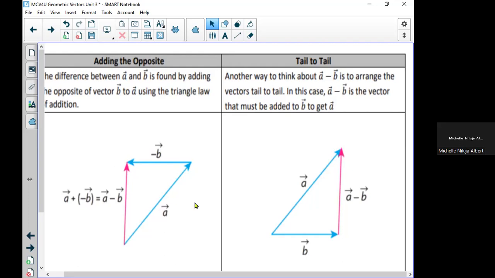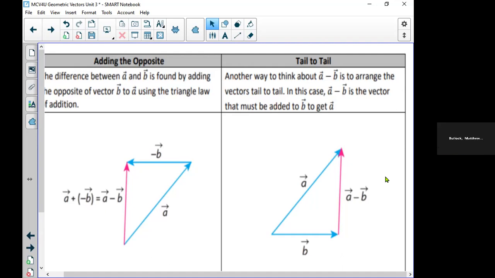So both methods, as Mr. Bullock mentioned, will give you the same result at the end. It depends on what strategy you're comfortable with. And that's why it helps when you're comparing your results with a friend, because you could have used different strategies but come up with the same resultant and a similar solution.